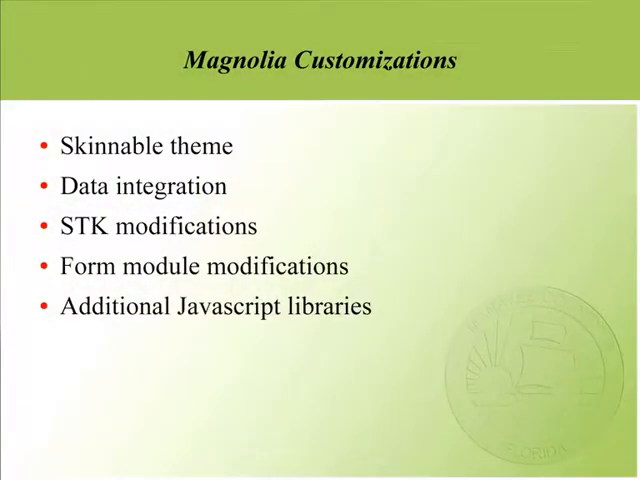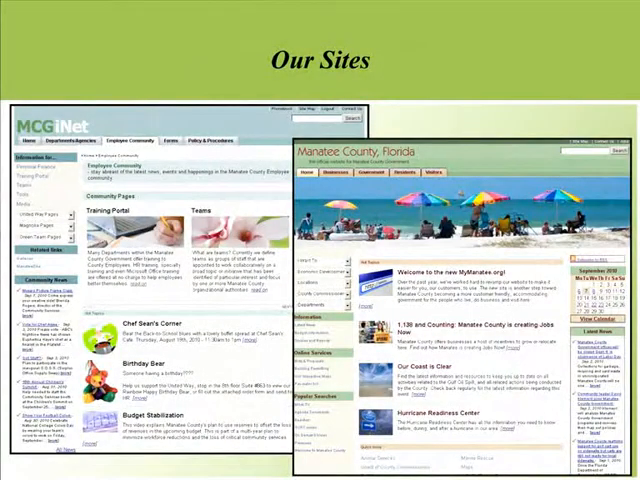Some of the things that we've done were create a skinnable theme. We've integrated data from our existing platforms. We've made modifications to the SDK, enhanced and extended the form module, and added additional JavaScript libraries for data analysis and mapping. All right, so this is an example of these, our two sites, side by side. You'll see a lot of the out-of-the-box features of Magnolia, the group teaser, link list, latest news, search, sitemap, and you'll also see one of our custom templates that build select box navigation based on categories.